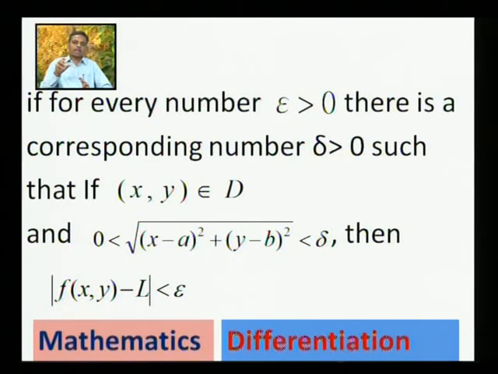So if you take any point (x, y) in this neighborhood, then the modulus of f(x, y) minus L is less than epsilon. Now see, the idea of limit is nearness. That means if in the domain you take any point (x, y) near the point (a, b), then its image in the codomain, the value of the function f(x, y), is going to be near some number, and that number is nothing but L.